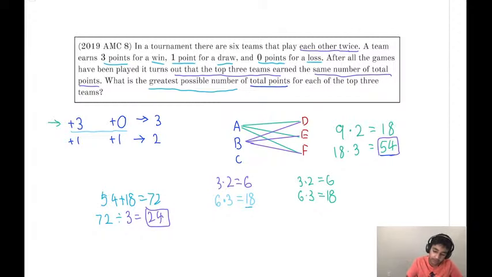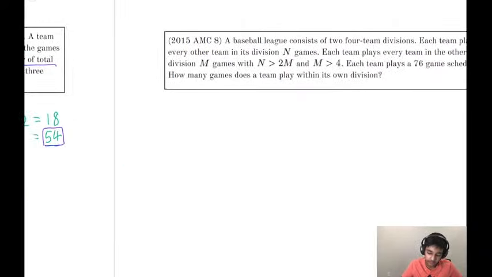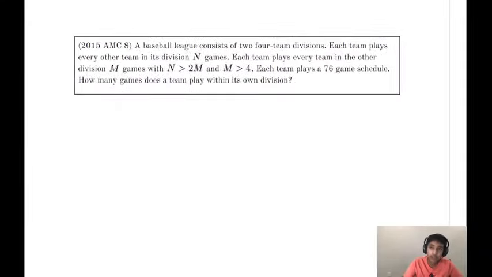Let's take a look at our next problem. A baseball league consists of 2 4-team divisions. Each team plays every other team in its division n games. Each team plays every team in the other division m games, with n greater than 2m and m greater than 4. Each team plays a 76-game schedule. How many games does a team play within its own division?